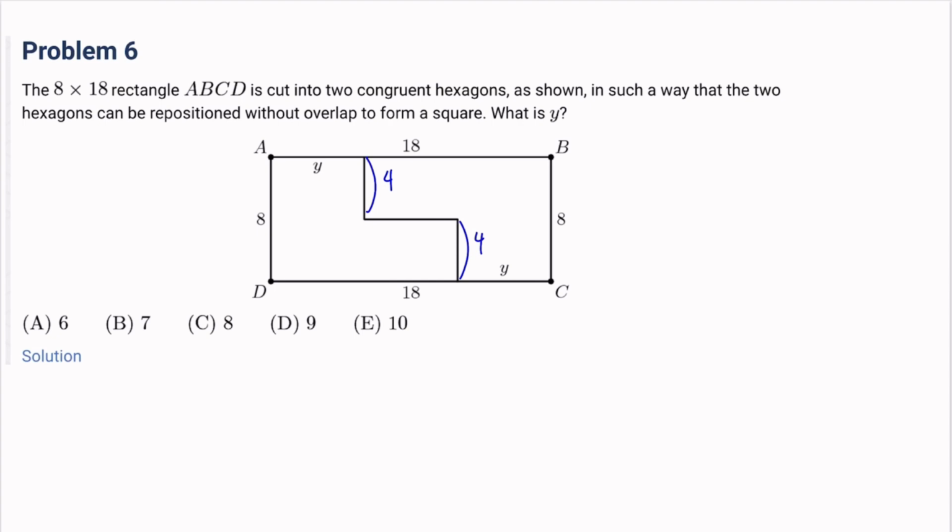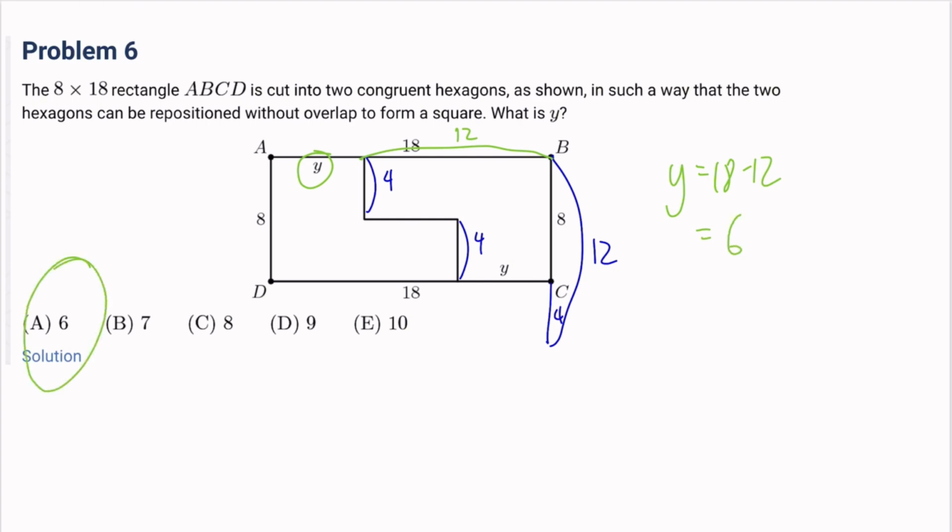So that means if we move that part, there's going to be 4 more on this side, so the whole thing is going to be 12, right? Since this side is 12, this side is also going to be 12, right? And for this to be 12, and the whole thing is 18, y must be equal to 18 minus 12, which is 6, right? So y equals 6, it's A.